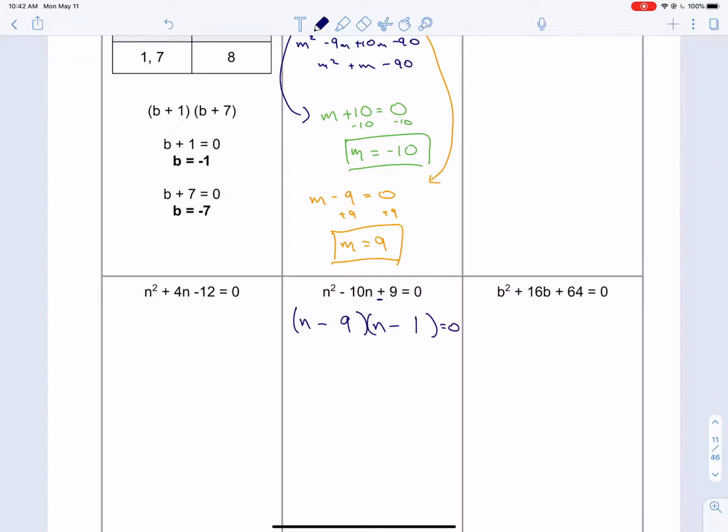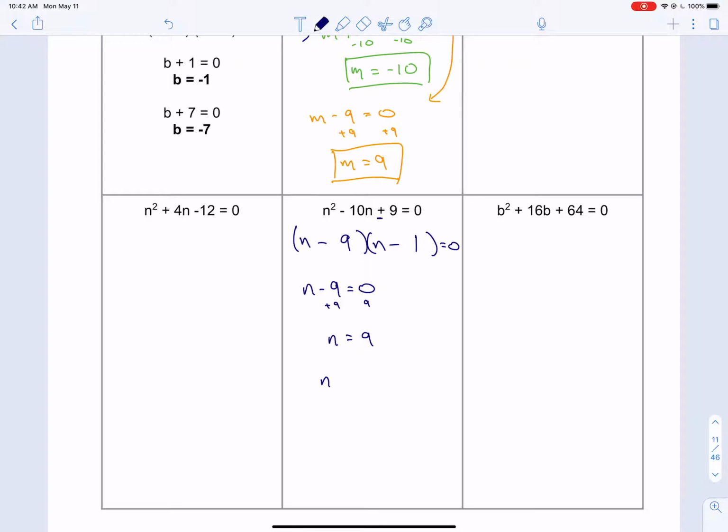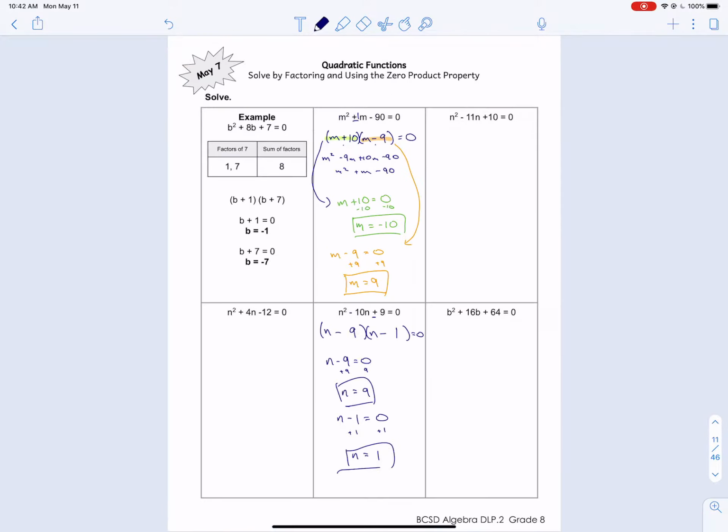So everything checks out. All right, and then our last step is to separate these and set each of those equal to 0. Solving, we get n equals 9. And then the other one, we have n minus 1 equals 0. Add 1, n equals 1. So if we graph this, we would see that the parabola crosses at 1 and 9.